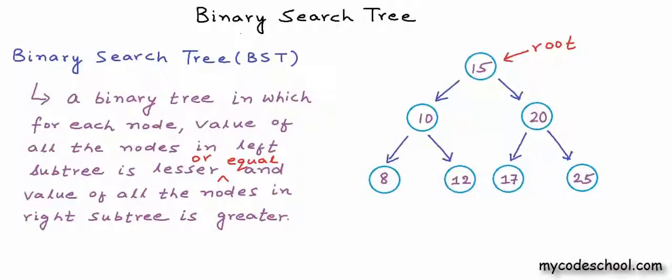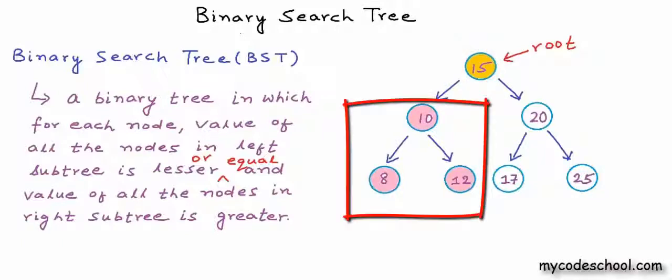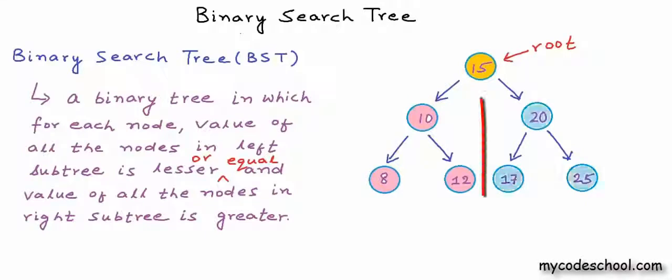Let's see whether this property, that for each node value of all the nodes in left subtree must be lesser or equal and value of all the nodes in right subtree must be greater, is true or not. Let's first look at the root node. Nodes in the left subtree have values 10, 8 and 12. So they are all lesser than 15. And in right subtree we have 17, 20 and 25. They are all greater than 15. So we are good for the root node.